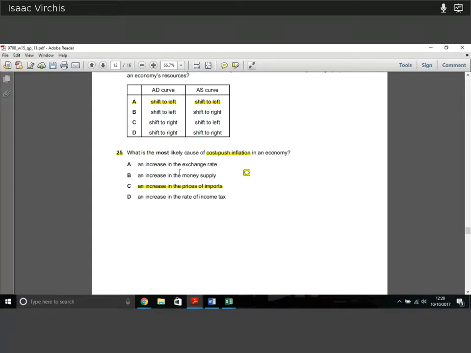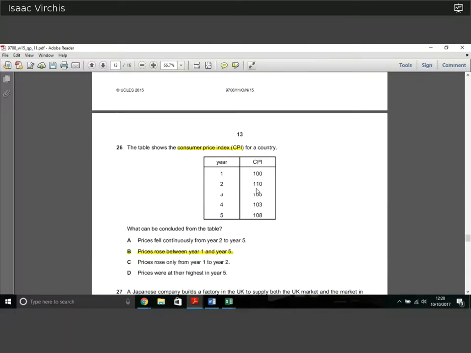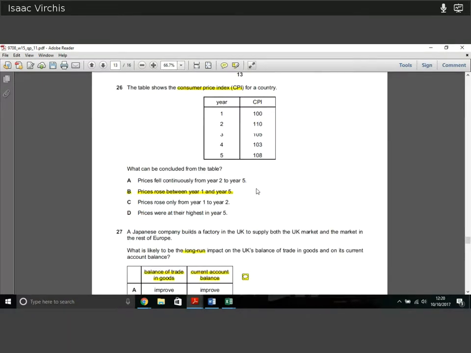And an increase in exchange rate is also not likely to cause cost push inflation. In fact, an increase in exchange rate is likely to make imports cheaper. So you'll actually get cost push deflation. Disinflation.